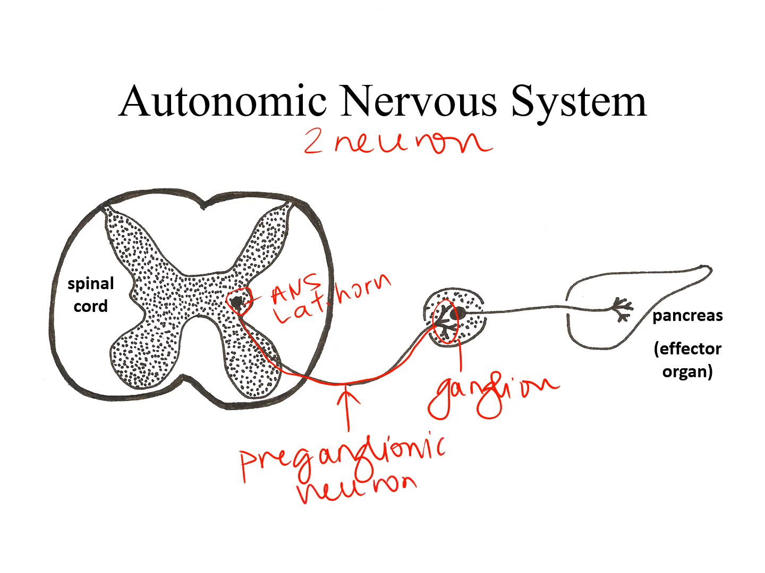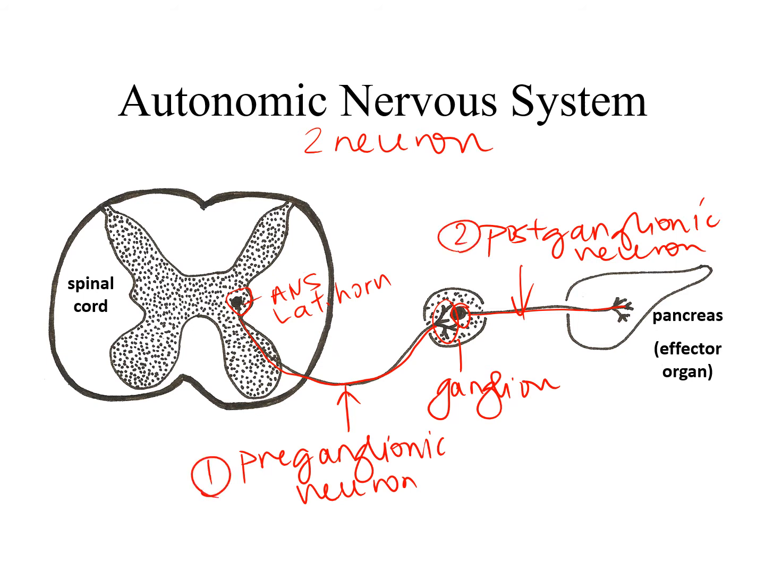And it synapses with the ganglion. The second neuron originates in the ganglion. It travels over here to the effector organ. So that second one is called a postganglionic neuron. That's why we call this a two-neuron system. There is a preganglionic neuron and a postganglionic neuron.